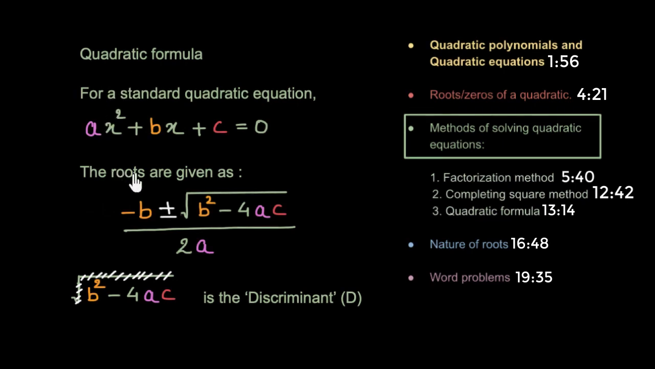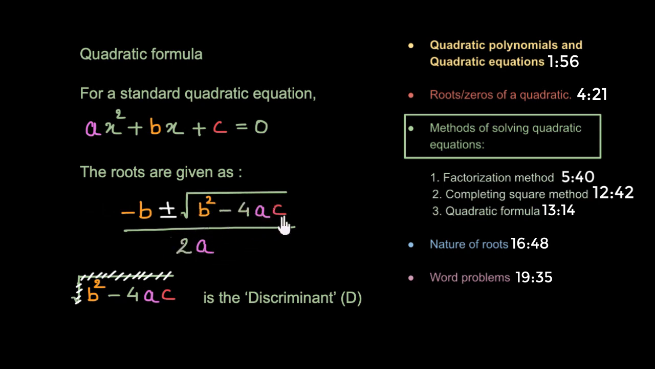So the quadratic formula gives us a direct expression to find the roots of a standard quadratic equation. So it's important to change the equation to standard form to apply the quadratic formula to get the roots. For example, let's say that the equation is ax square plus bx plus c equal to 0. As per the quadratic formula, its roots would be given as negative b plus square root of b square minus 4ac divided by 2a, and negative b minus square root of b square minus 4ac divided by 2a.